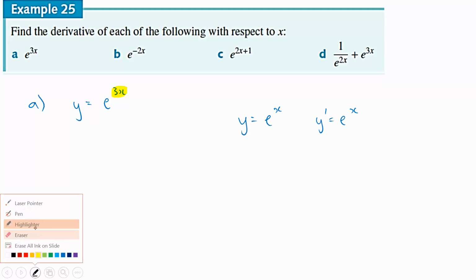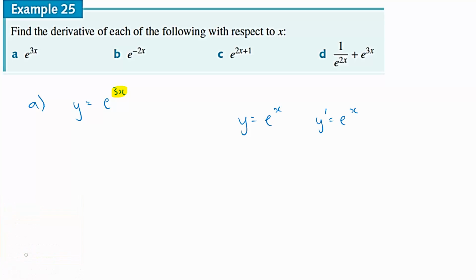I'm going to quickly just write down the answer. I want to derive the inside, so do dy/dx equals derivative of the inside. 3. So it's 3 times, derive the entire thing, so you pretend it's e to the power of something. Derivative of e to the power of something is itself. So this would just be e to the power of 3x. Because you just literally pretend this is just u.